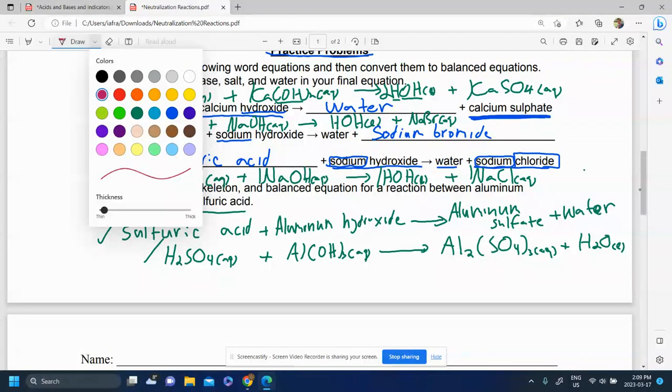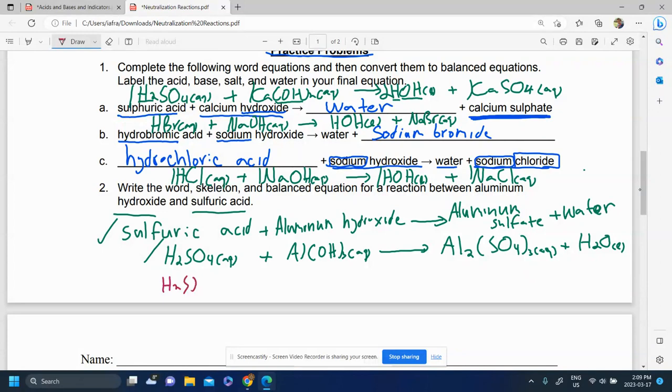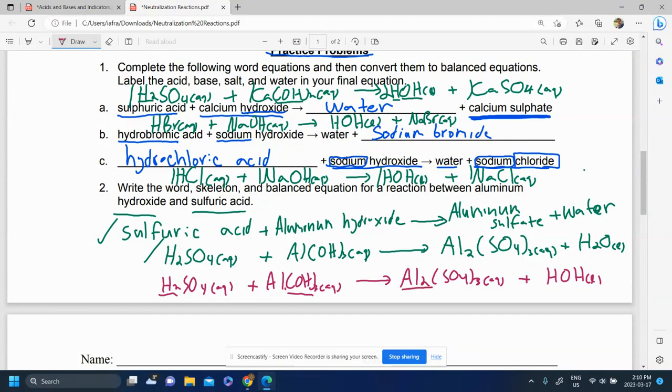So I'm going to rewrite this equation here and then just balance it. So H2SO4(aq) plus Al(OH)3(aq) produce Al2(SO4)3(aq) plus, instead of writing H2O, I'm going to write HOH just because it makes balancing a little bit easier. Let's see. So I have 3 OHs and 2 Hs. I have one aluminum only, and here I have 2.